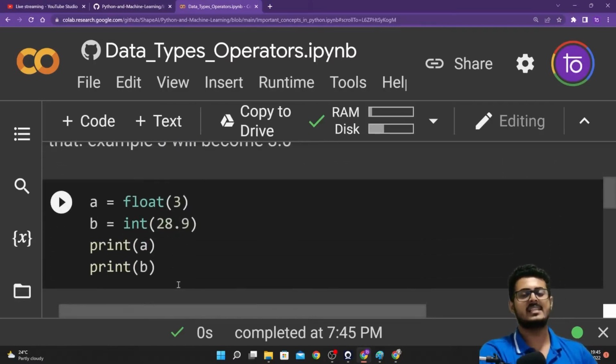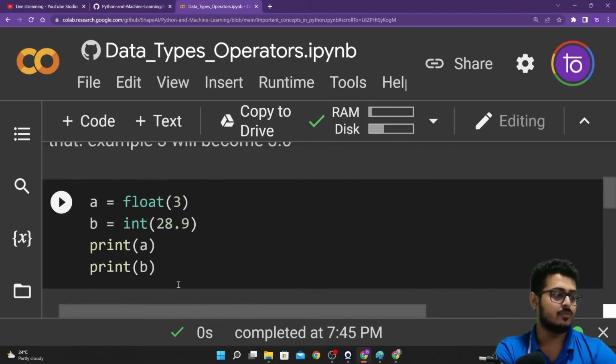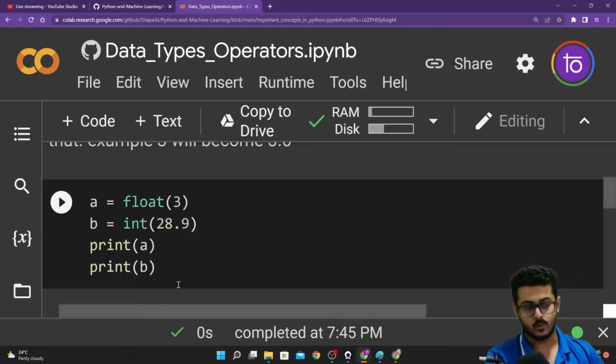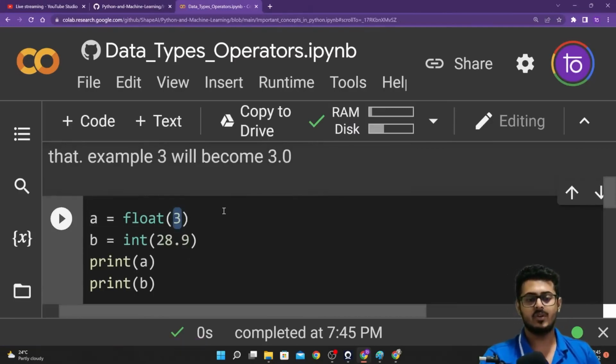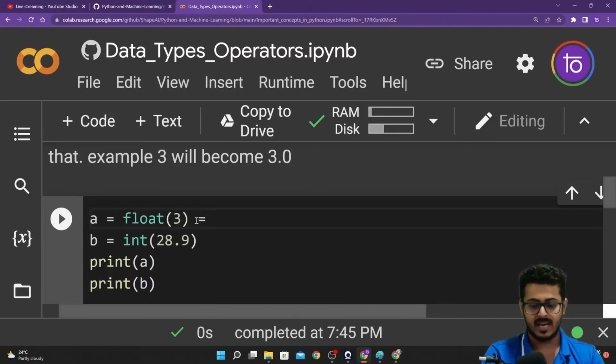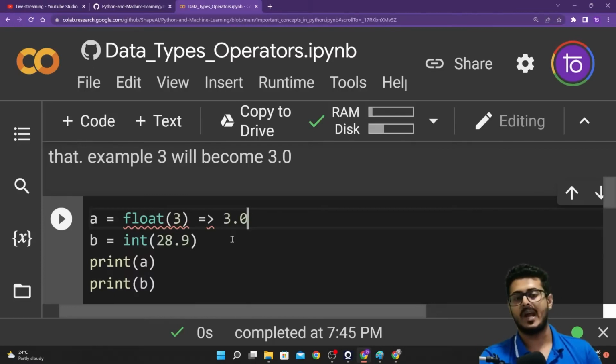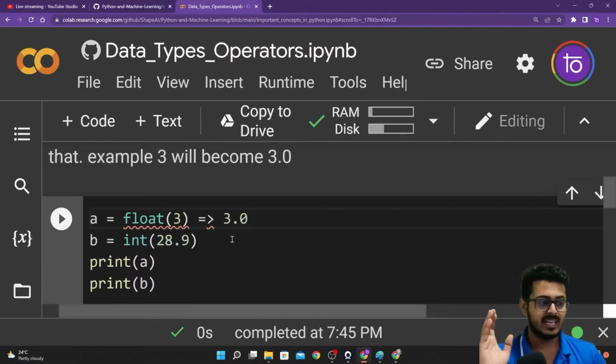The next thing is, how can we convert an integer to a float and a float to an int? These are the two things that we need to look at. Right over here, we have 3, which is an integer. If you want to convert this into a float, we just have to write float in front of it and then write 3. That will convert this into a float, and the answer that you'll get would be 3.0. To convert any integer to a float, it will just add .0 at the end.